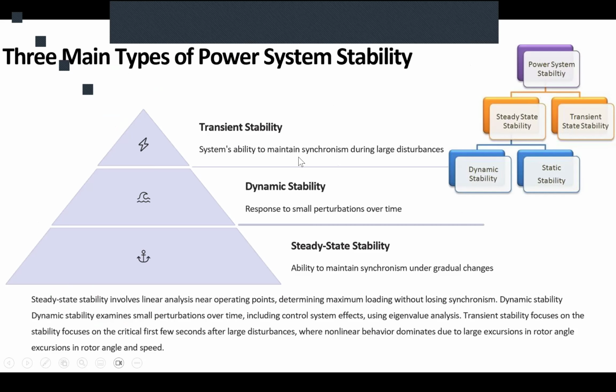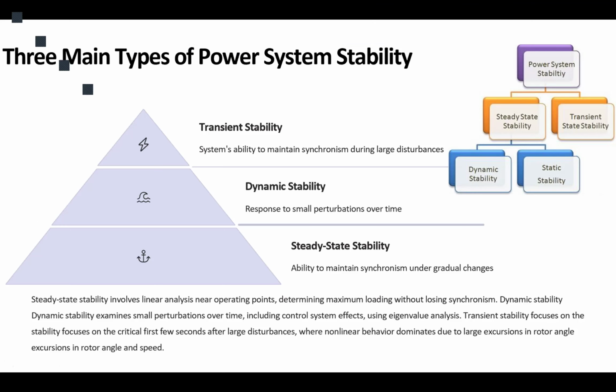Now, in stability analysis, we have three different types of analysis. These are the three main ones; there are more analyses, but these are the main ones. One is called transient stability, which is the system's ability to maintain synchronism. So transient analysis is focusing on that synchronism part, because the frequency is very important for us in power systems.